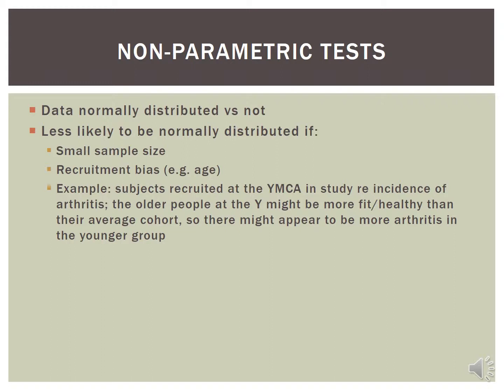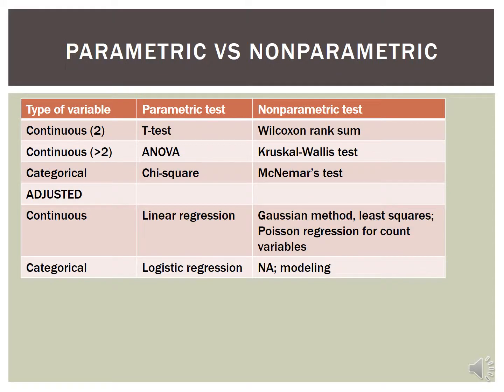I tried to think of a good example of this, and the example I came up with, which isn't great, is you're recruiting for a study on arthritis. You're looking at the incidence of arthritis in people, and you think, well, arthritis is more common in old people, so we think that the mean age in our study sample of people with arthritis is going to be 70, say. But you recruit your study at the YMCA, and as it happens, older people at the Y, of course, are less likely to have arthritis because of whether they be exercising otherwise. And so it turns out that your mean age is not 70, it's actually 50, and that screws up your data. So something like that could lead your data to be not normally distributed, but most commonly it's because of small sample size.